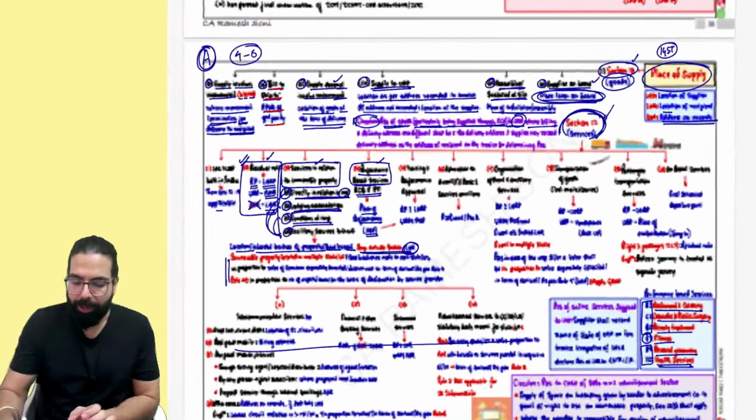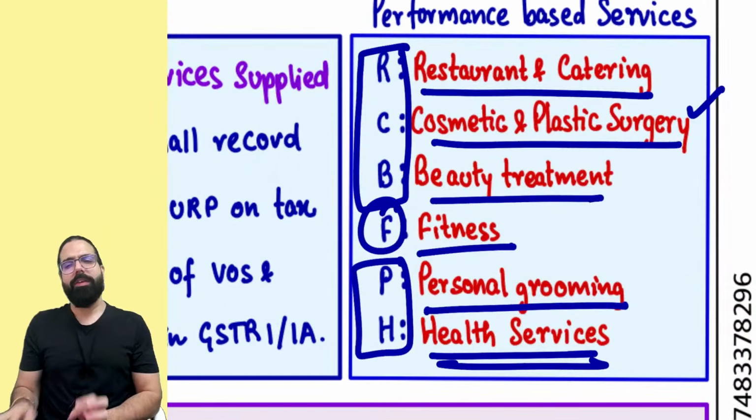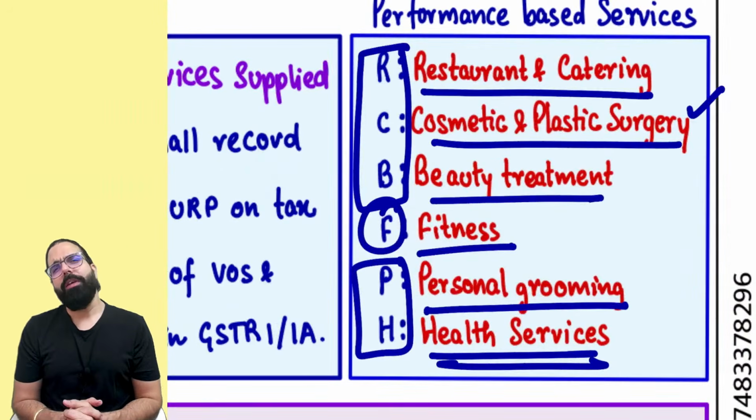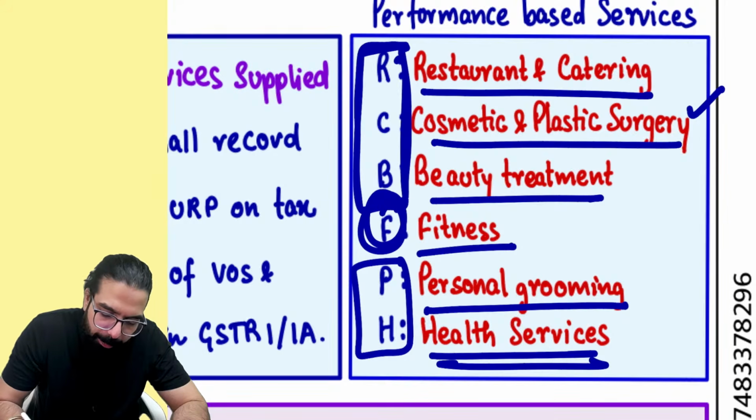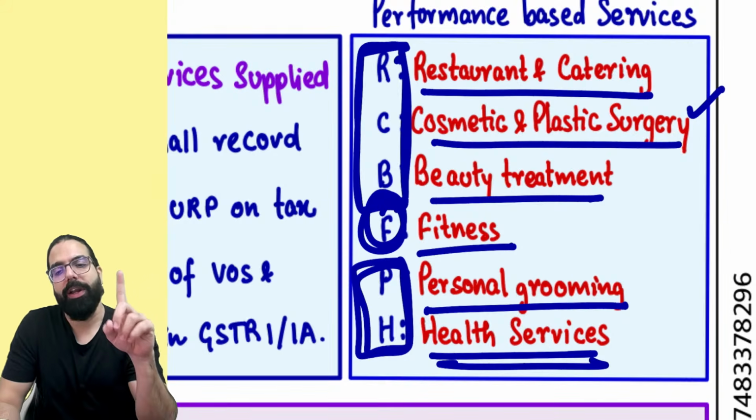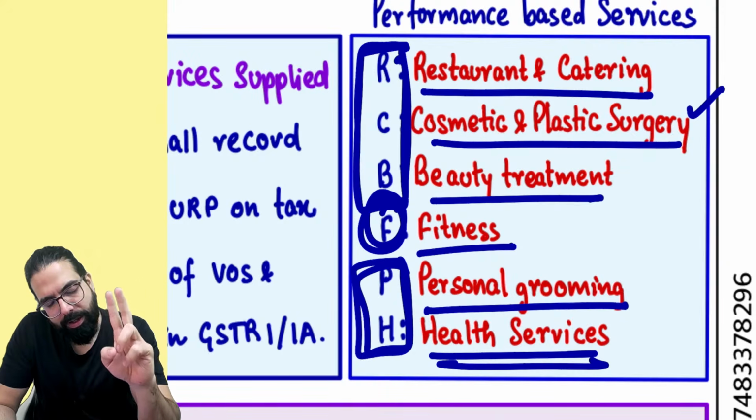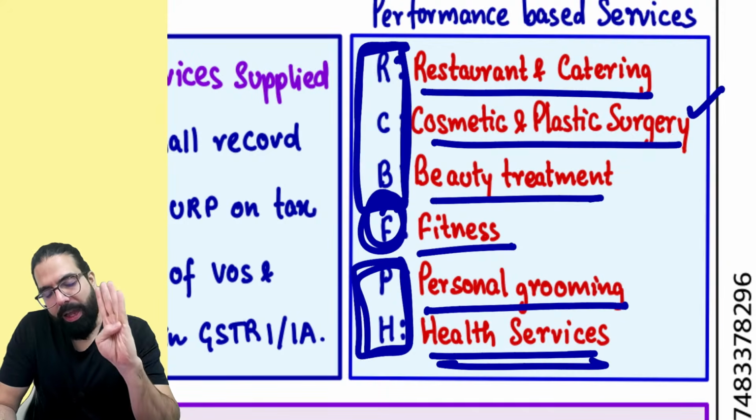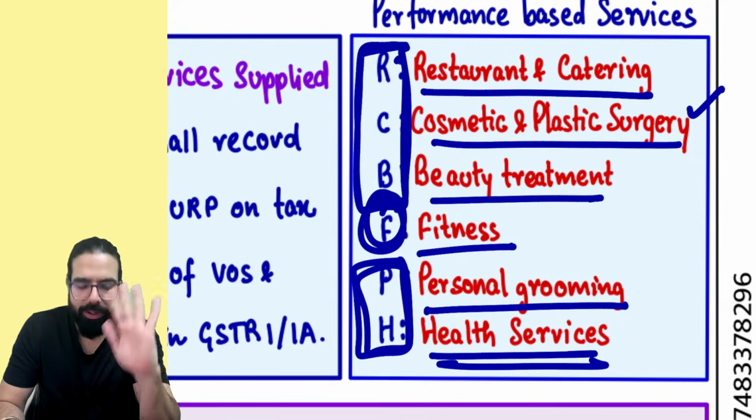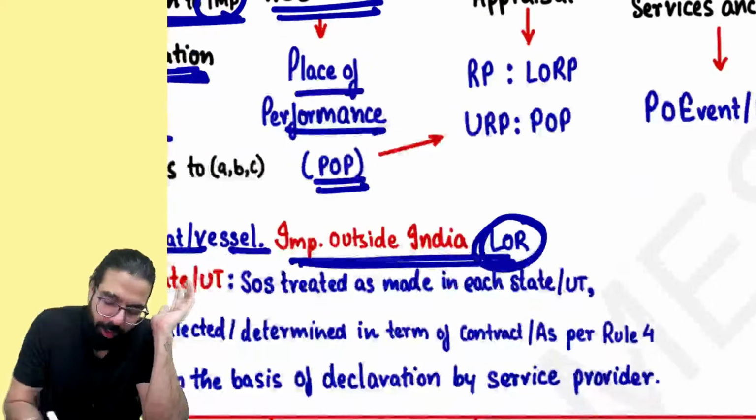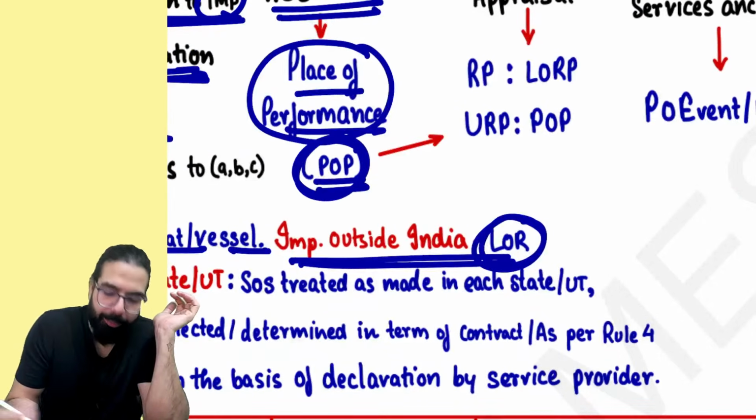Okay, I'll give you one more example. Cosmetic and plastic surgery. Shahrukh Khan went to Delhi and took a cosmetic and plastic surgery in Delhi. What is the place of supply? Where the surgery happened? Delhi. The place of supply will be Delhi. Remember one thing, RCB failed pathetically. R for restaurant and catering services, cosmetic plastic surgery, B for beauty services, F for fitness services, P for personal grooming, H for health services. For all these services, the place of performance is the place of supply.